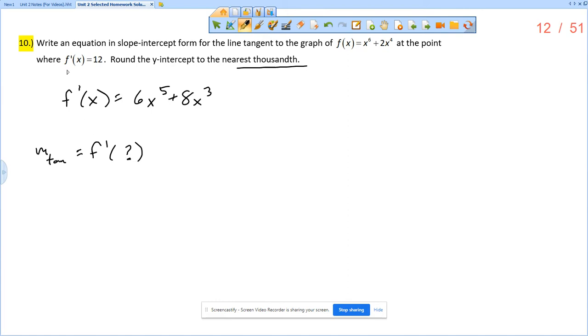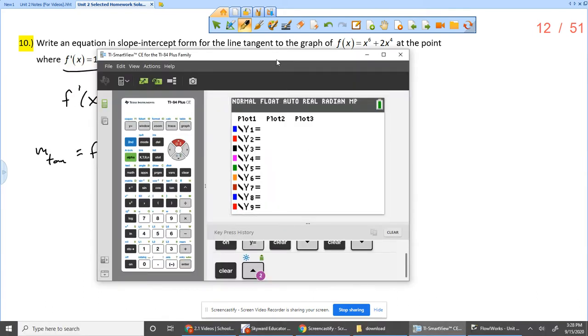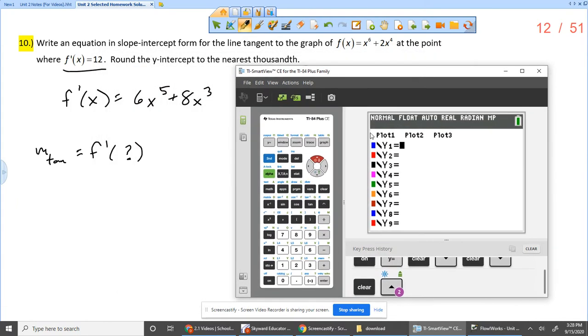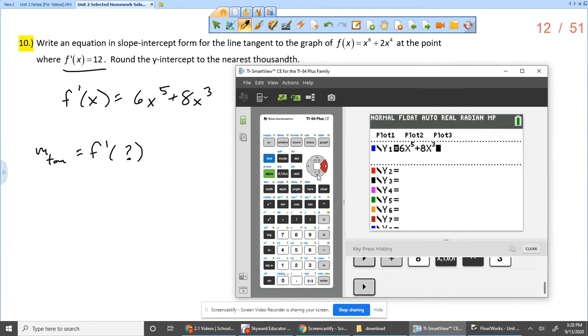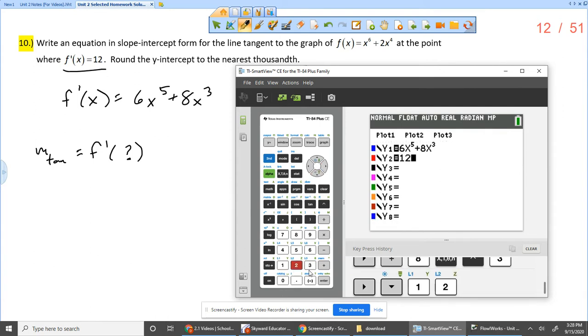Well, it says at the point where f prime equals 12. So I need to know when 6x to the fifth plus 8x cubed is equal to 12. This is a calculator question, so let's be smart and use our calculator. I'm going to graph 6x to the fifth plus 8x cubed, and then set that equal to 12, so I want to see when those two things are equal.